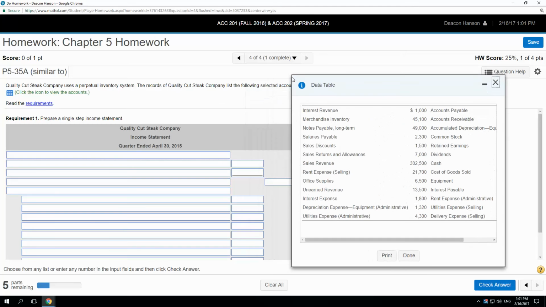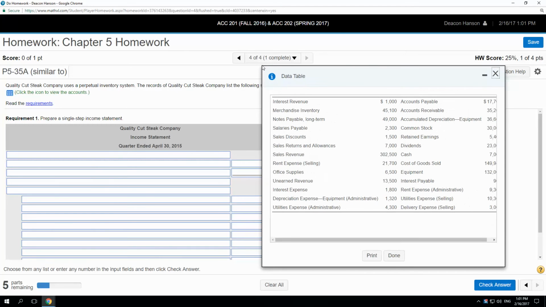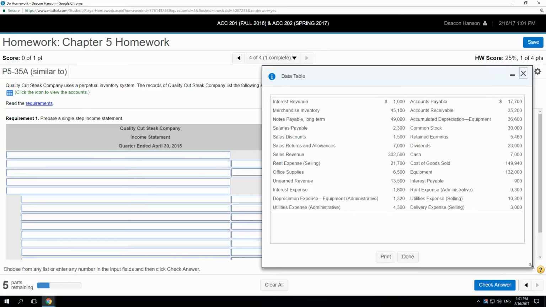And perpetual is when we use merchandise inventory. Yes, you're right. We don't have all of those other accounts like we do in the periodic system. So we don't have the purchases account, we don't have the freight in account, we don't have the purchase discount account, and we don't have the purchase returns and allowances account. So we're just going to have an inventory account. Okay. And they want me to prepare an income statement.